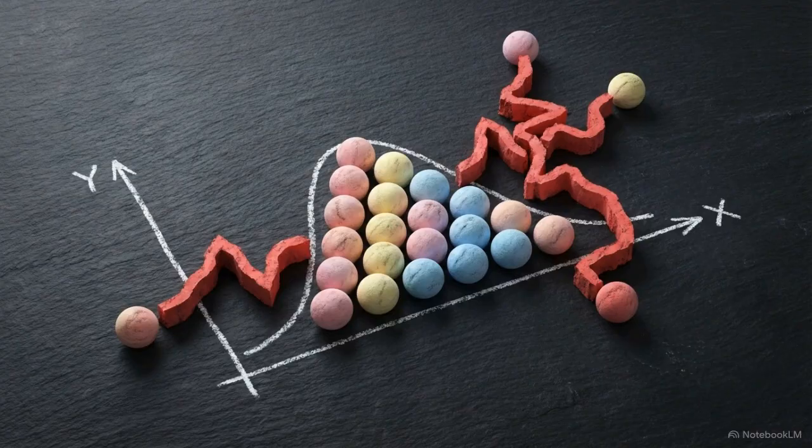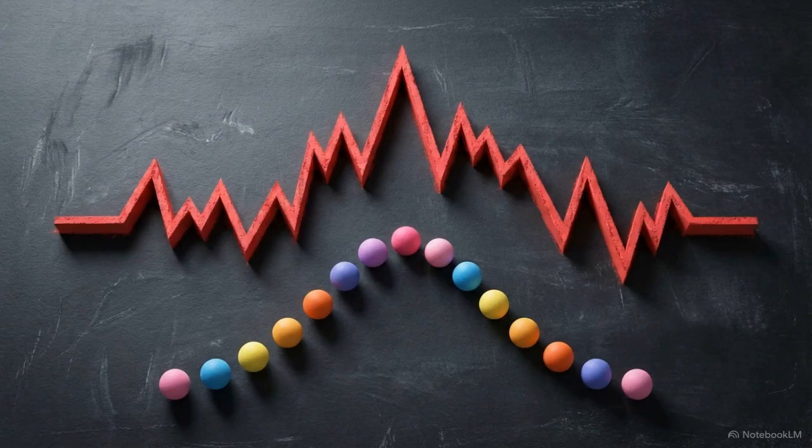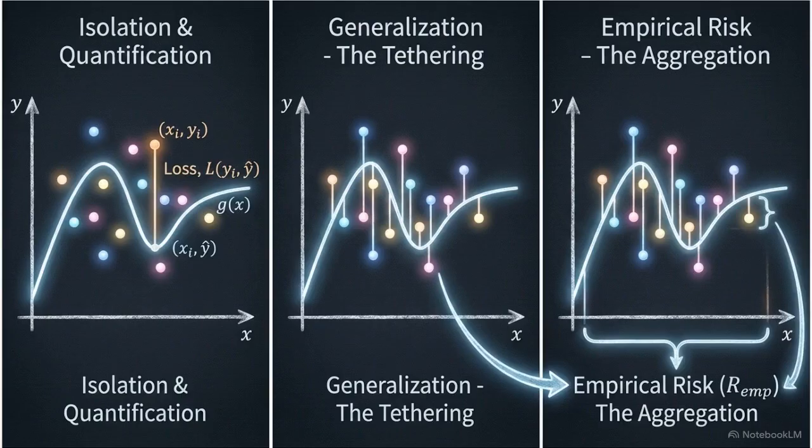Selecting a function that fits the training points but ignores the underlying trend means the model will fail to produce accurate results when exposed to new, unseen data. We calculate the model's accuracy using a metric called the loss function. This measures the vertical distance between the model's predicted value and the actual true data point.